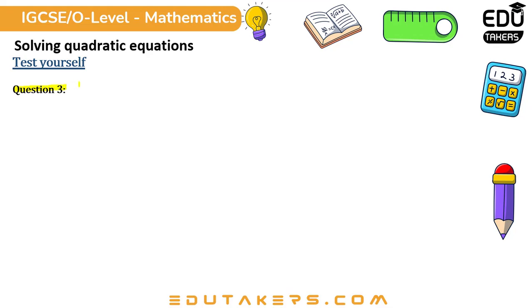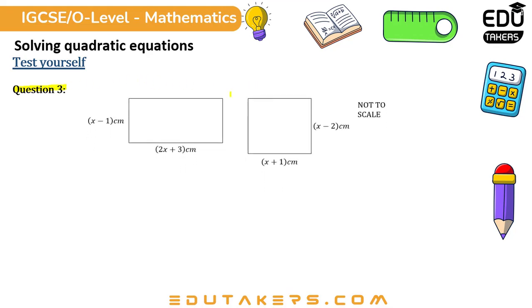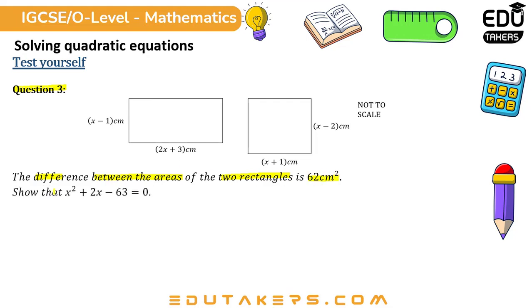Question number 3. A diagram is given. The difference between the areas of the two rectangles is 62 centimeters square. Show that x square plus 2x minus 63 is equal to 0. It's a 3-mark question.